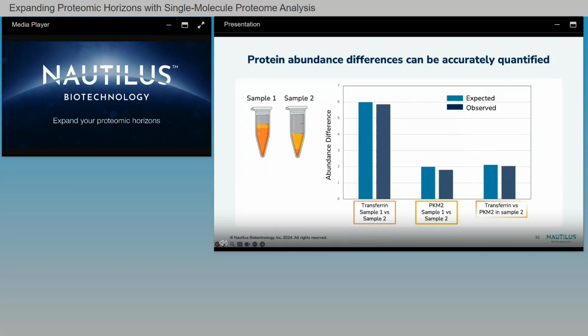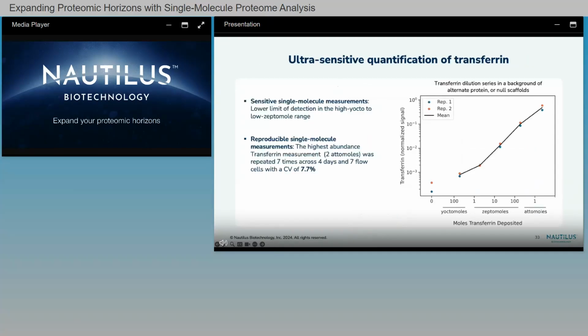To begin to investigate that, we performed a very simple titration, looking at transferrin in a background and asking what the effective limit of detection of our assay was. What you'll note in this titration curve, which is just the amount of transferrin immobilized in the chip versus the measured signal, is that we're able to quantify down into the yoctomole range. I promise you this is not a term that I made up. This is a real term and really speaks to the incredible sensitivity of the platform.